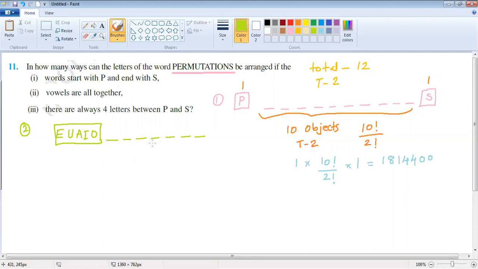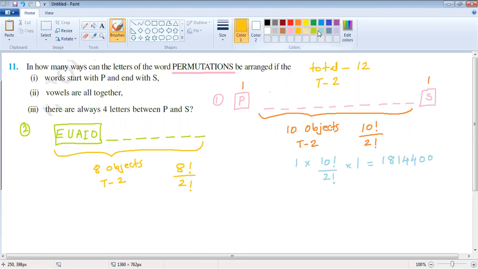Now, how many arrangements are there? You can see that there are total 8 objects. Out of these, T is repeating 2 times. So the total number of arrangements is 8 factorial divided by 2 factorial.